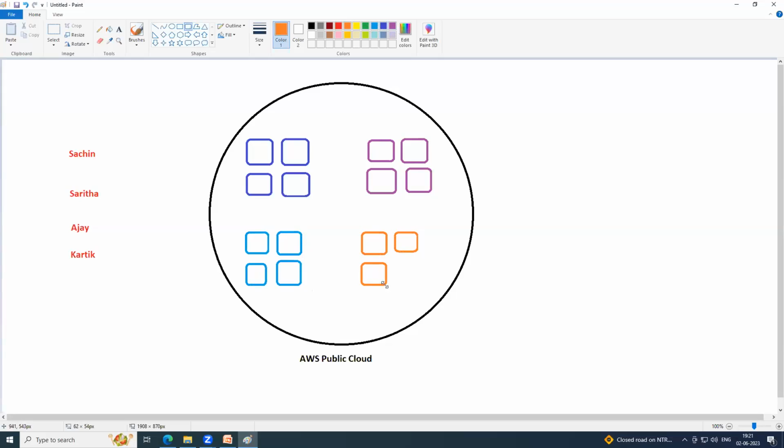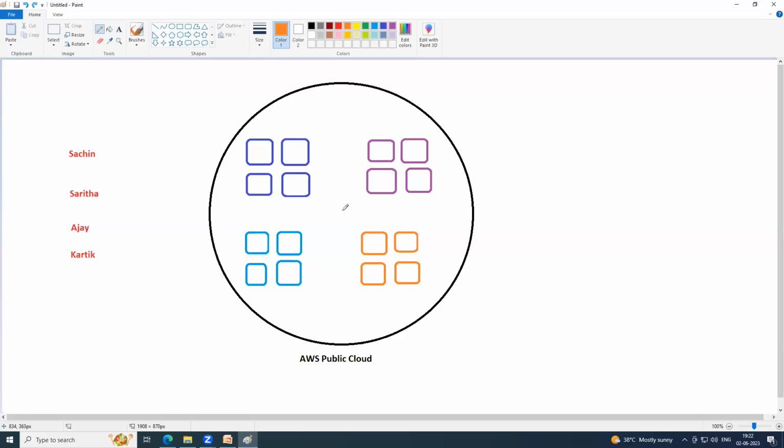Now tell me, all these are machines of different customers. Is it good if they talk to each other like this? No. Generally AWS is a public cloud, and whatever you put inside that public cloud becomes public. So is it good to make all these people public here? No. How do we make it private?